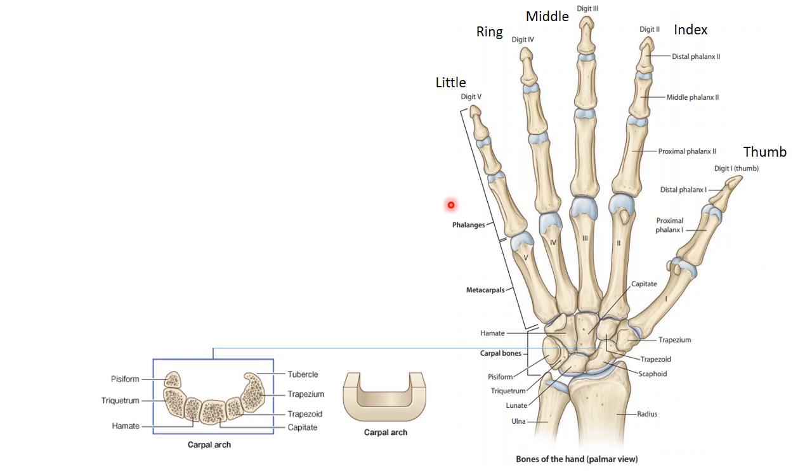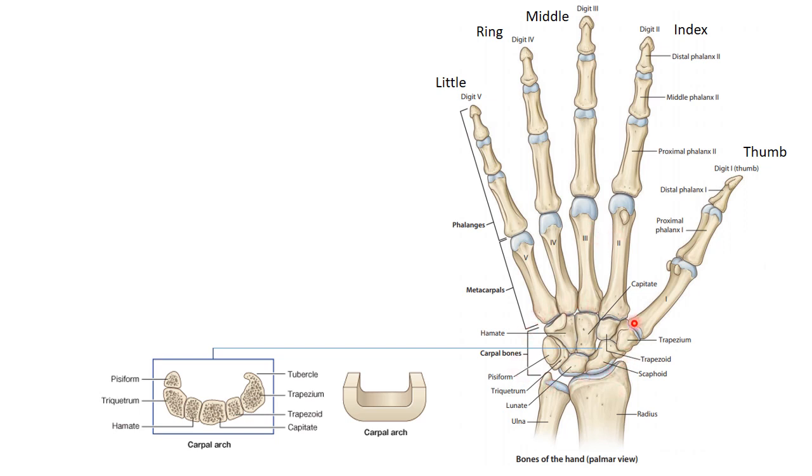So in order to study the muscles in the anterior compartment of forearm, or in forearm in general, we need to study the bones of the hand and carpal bones, because the insertions and attachments of the muscles of the forearm will come here. I need to study the carpal bones and the bones of the hand.